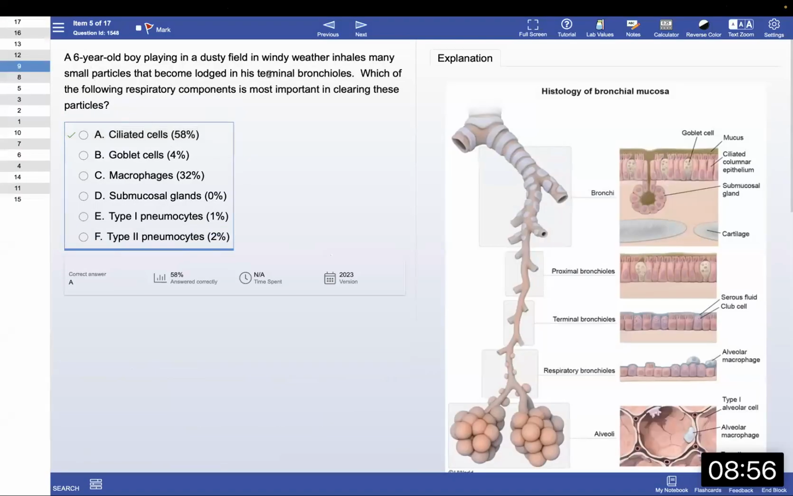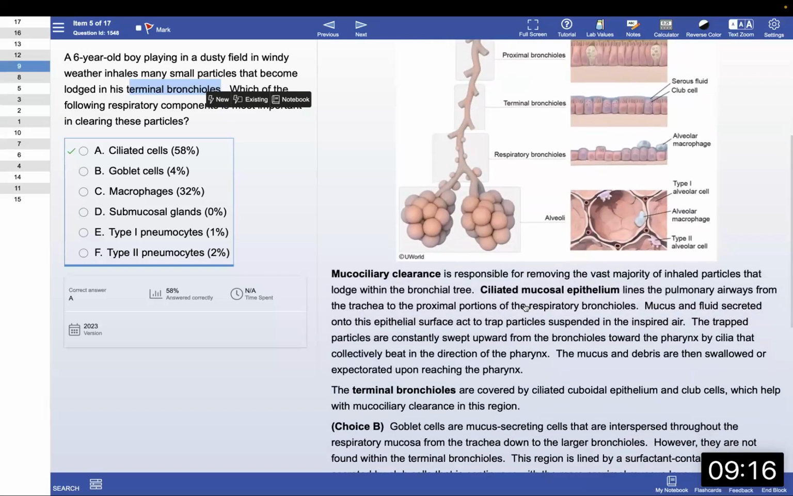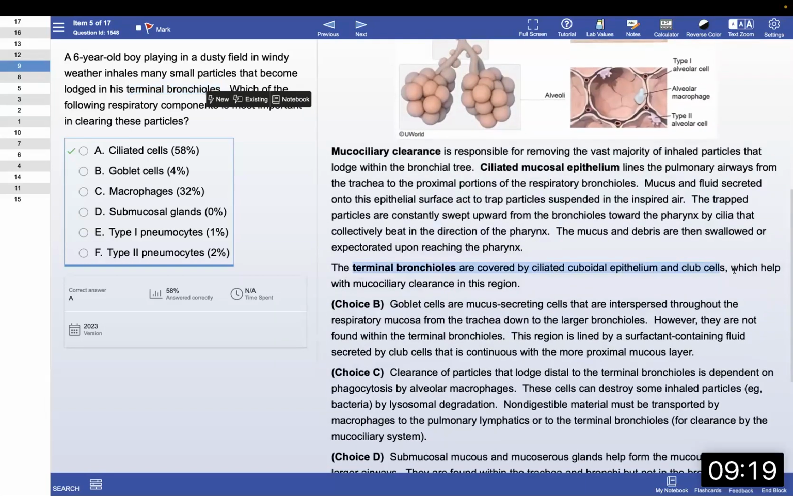Yeah, a 6-year-old boy playing in a dusty field in windy weather inhales many small particles that become lodged in his terminal bronchioles. Which of the following respiratory components is most important in clearing these particles? So ciliated cells are the responsible ones at the level of the terminal bronchioles. Actually, no, I think I'm mixing it up. Terminal bronchioles are covered by ciliated cuboidal epithelium and club cells, which help with mucociliary clearance in this region. So these dusty particles at the level of terminal bronchioles will be cleared by the cilia.